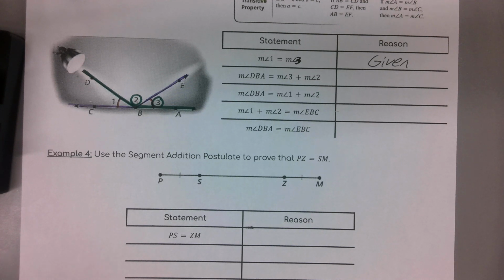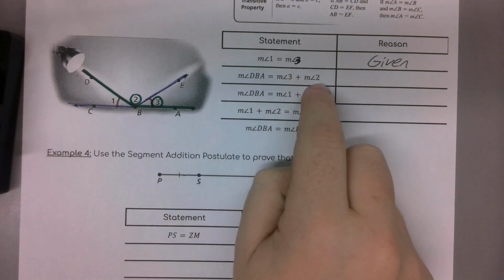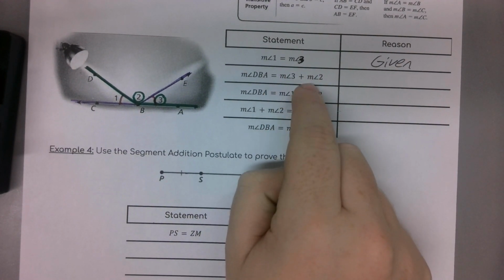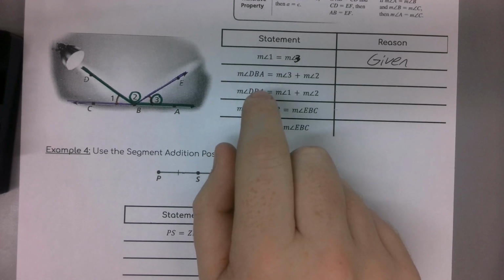That's because we learned something that this is a property of in the last unit. What property, or what postulate, more specifically, lets us add together two smaller angles that are next to each other to make a bigger angle?